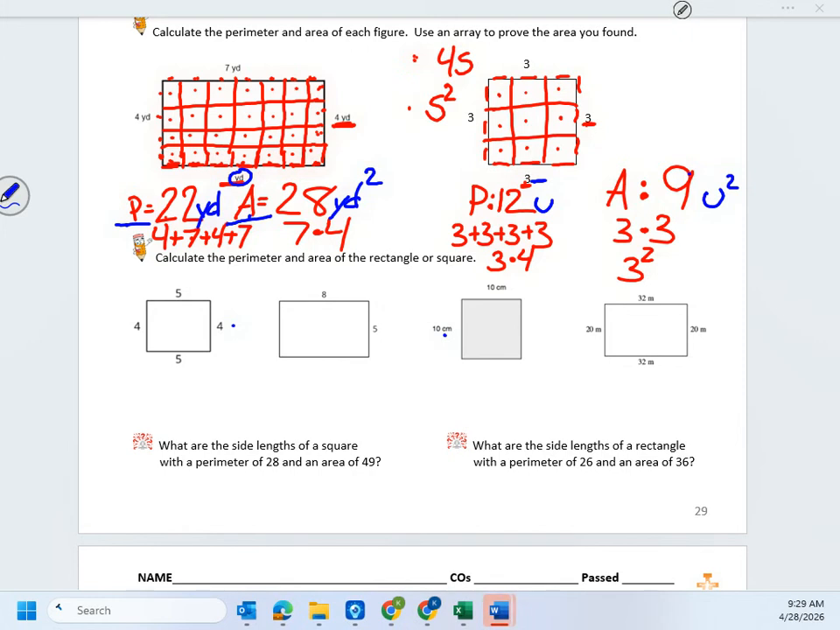What are the side lengths of a square with a perimeter of 28 and an area of 49? So draw out your picture of the square. Work it backwards. If you know the area is 49, what does that tell us that we were doing? How could I figure that out? Any guesses? Joy?